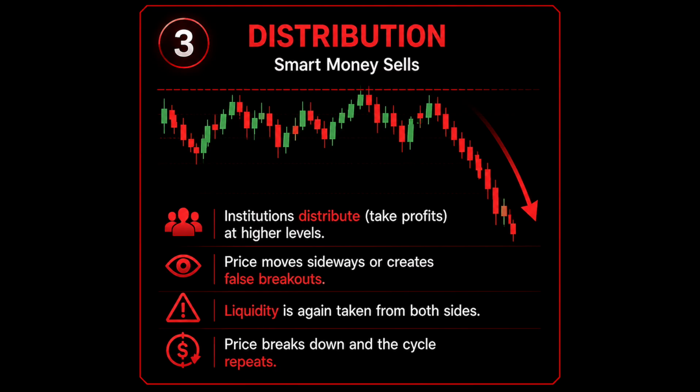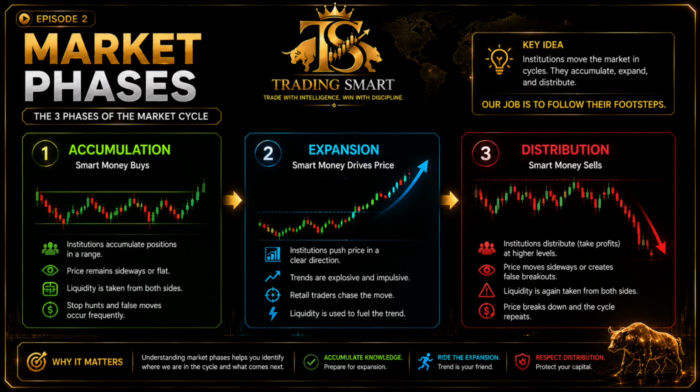Understanding these market phases gives you a major advantage. Instead of reacting emotionally to price movements, you begin thinking like institutions. You can identify where the market is in the cycle, anticipate what may happen next, and align yourself with smart money, rather than becoming liquidity for it. Remember this simple sequence. Accumulation builds positions. Expansion creates profits. Distribution takes profits. Master these three phases and you'll start seeing the market through the eyes of professional traders.